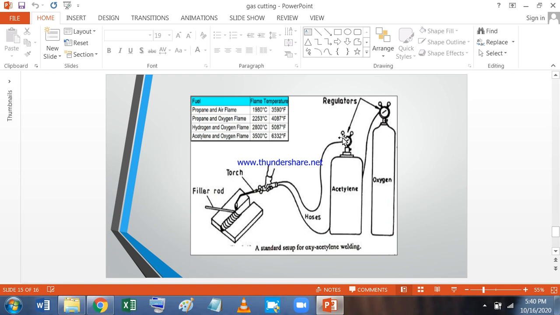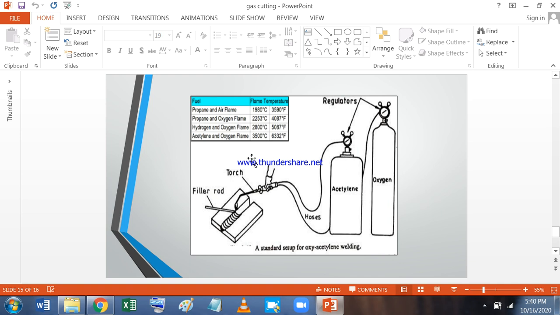As I said, there are two gauges. One gauge is reading the pressure inside the cylinder. Another gauge is the pressure at which the gas is being drawn from the cylinder. The torch is held here by the operator. There is a filler rod when you need extra material for welding, and the flame is burned here and the welding is done. These are the hoses which are actually carrying the gas from the regulators or from the cylinders to the gas welding torch.